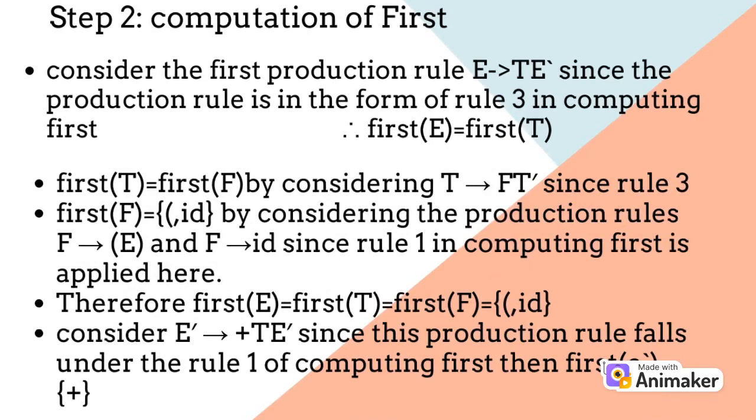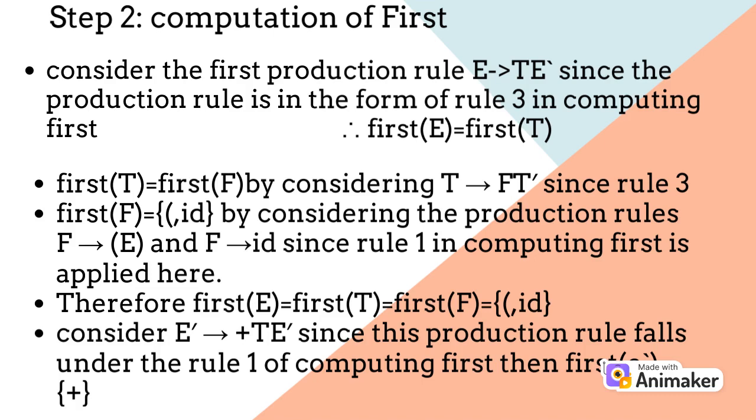Since the production rule is in the form of Rule 3 in computing first, therefore first of E is equal to first of T. First of T is equal to first of F by considering T tends to FT', and first of F is equal to open parenthesis and id by considering the production rules F tends to open parenthesis E closed parenthesis and F tends to id. Therefore first of E is equal to first of T is equal to first of F is equal to open parenthesis and id.